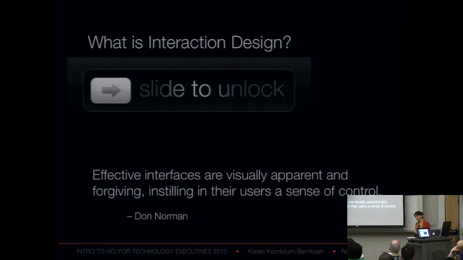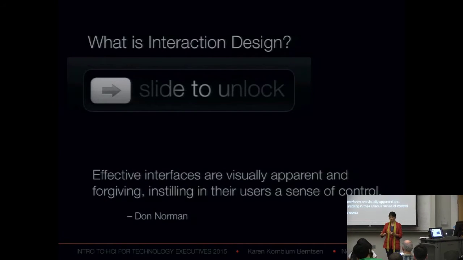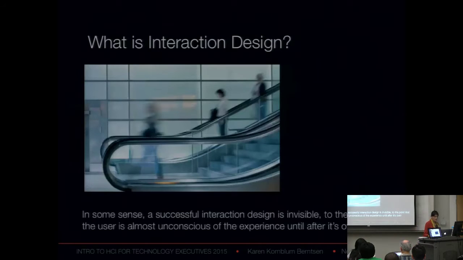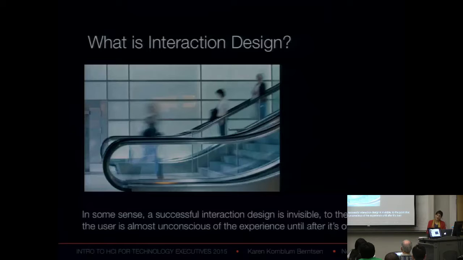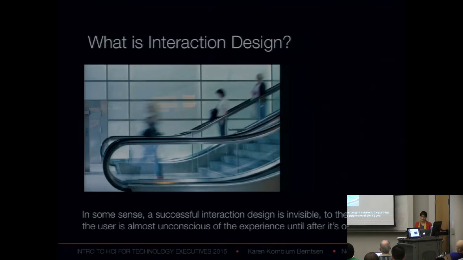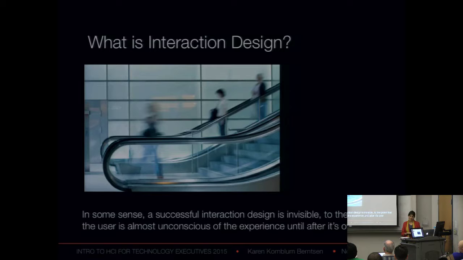And you've all had experiences when you click on something, it could either be a website or an app or something on your phone, and you get an unexpected response. And it's so aggravating, and you no longer trust what it is that you're interacting with. So there's a real human emotion of trust. If you get what you expect every click of the way, that again is that progressive disclosure. I love this quote. In some sense, a successful interaction design is invisible to the point that the user is almost unconscious of the experience until it is over.